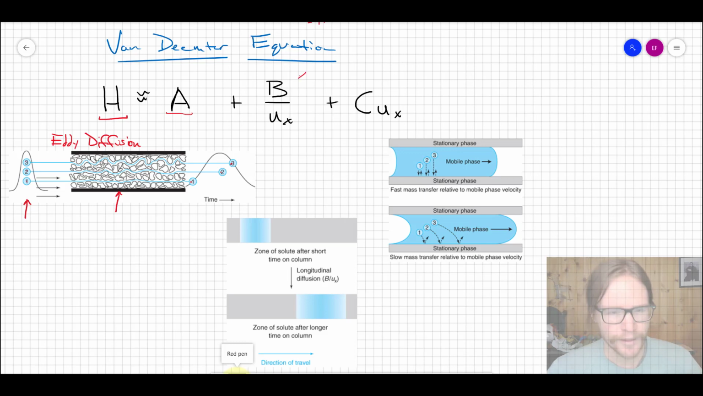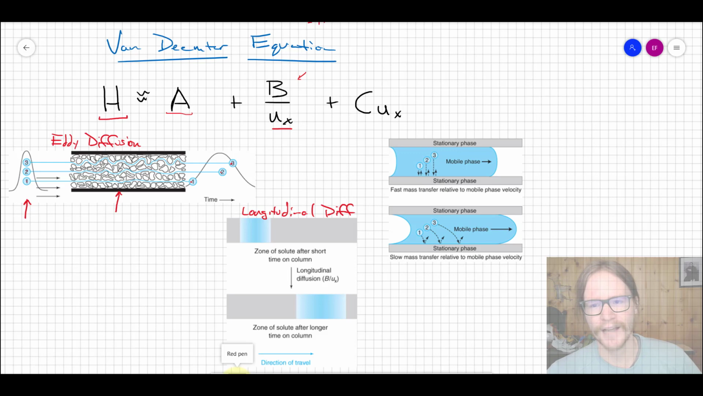Parameter B here is just the standard old longitudinal diffusion. This is the fixed diffusion that we're used to. So you can see that it's inversely proportional to our flow rate. If we can crank up the flow rate of the system, then that decreases the time that our band is sitting on the column, which means we have less contribution to our theoretical plate height from longitudinal diffusion.